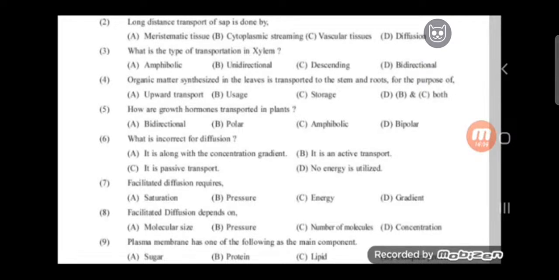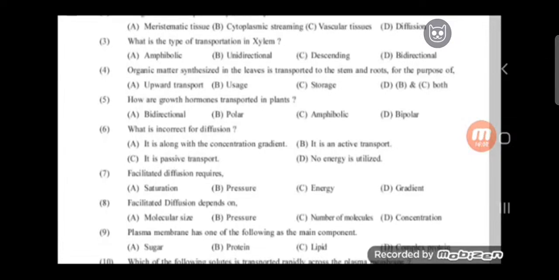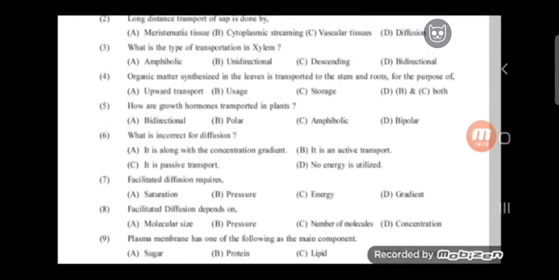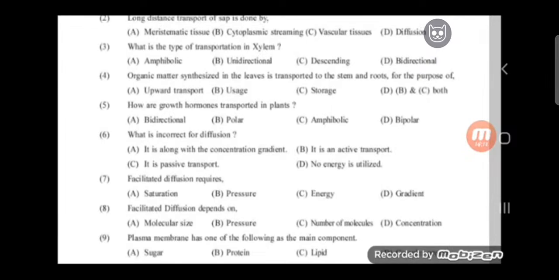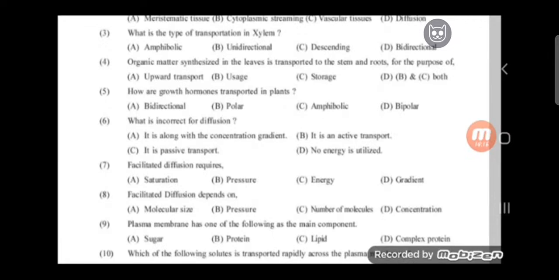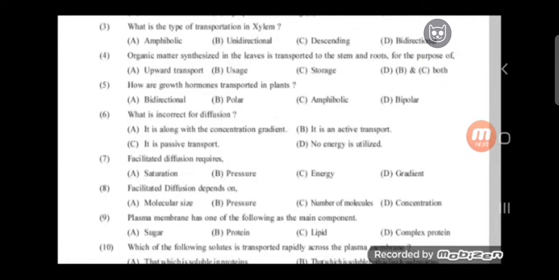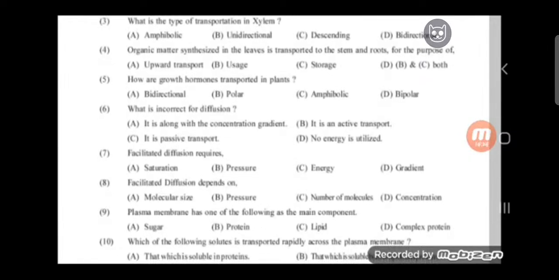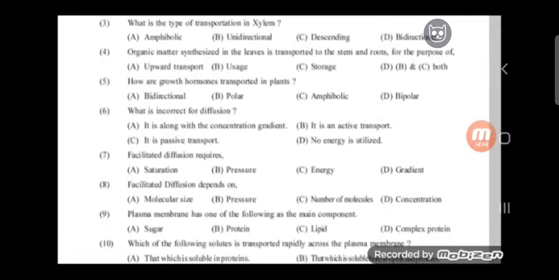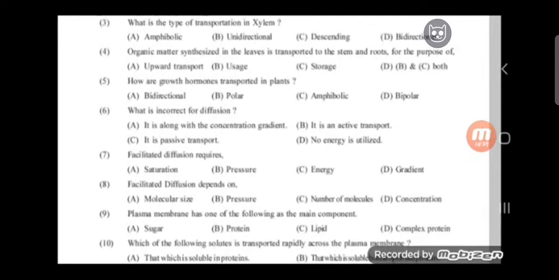Option A, it is along the concentration gradient. Option B, it is an active transport. Option C, it is a passive transport. Or option D, no energy is utilized. So which one is the incorrect answer for diffusion? You have to tell.